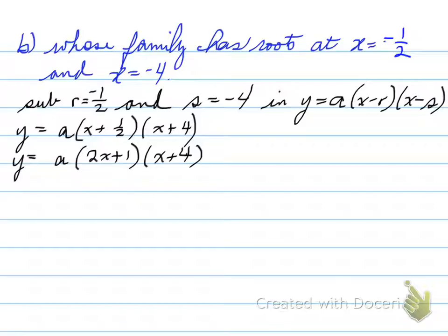All right, so this is the generic equation for a family that has roots at negative 1/2, and the other root at negative 4. Okay, let's look at another example.